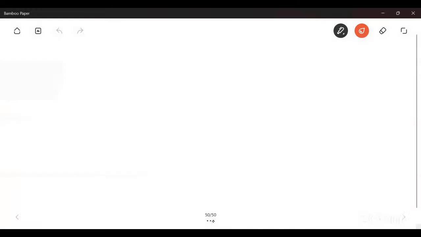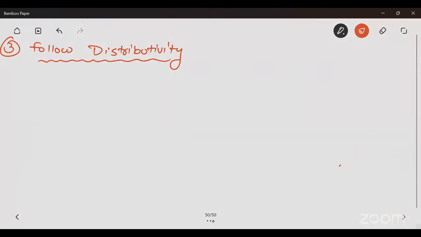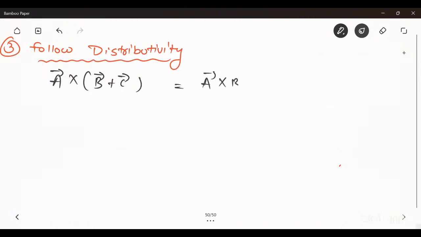Now the third one is that it follows distributivity. Distributivity means A cross with B plus C is equal to A cross B plus A cross C.